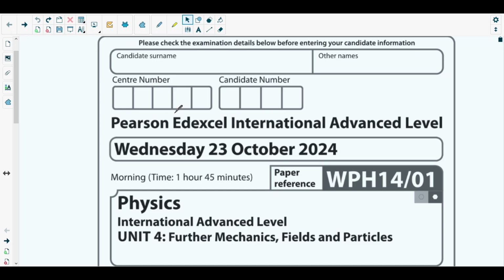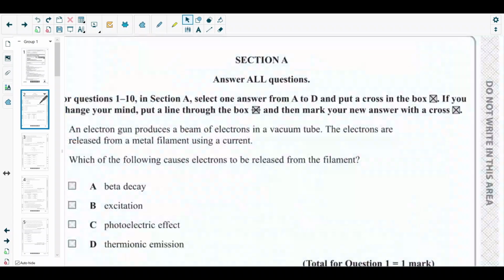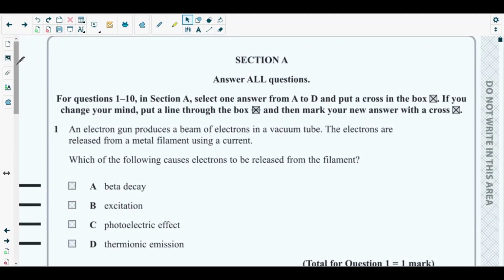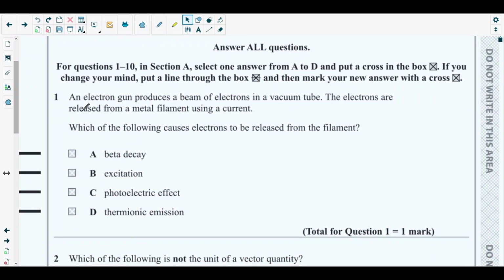In this playlist I will be uploading solution videos for each question of the most recent past paper of physics unit 4, which is the October 2024 unit 4 paper. This is the first video of the playlist. In this video we will discuss section A of the paper, which covers the multiple choice questions. So let's get started with the multiple choice questions of this most recent past paper of physics unit 4.